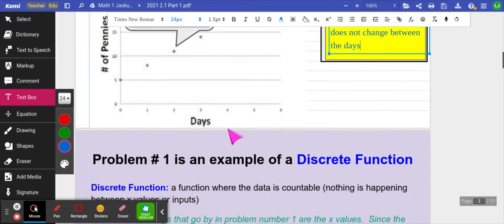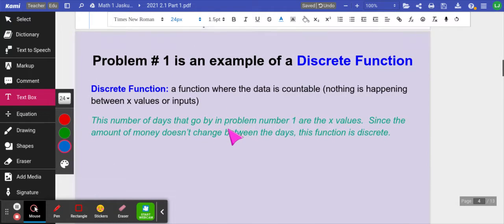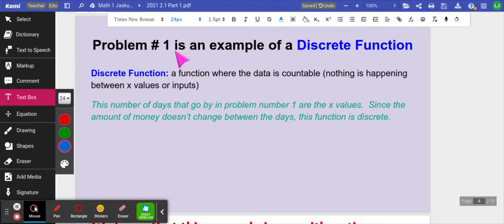This is a new concept, okay? So this is brand new in Module 2. We've never talked about this. Problem number 1 that we just looked at is an example of a discrete function. So there's 2 ways to think about if something's a discrete function. So one way, this is kind of the easier way, I think, is where you think about if the data is just countable. So think about if she has to count how many pennies there are in her piggy bank.